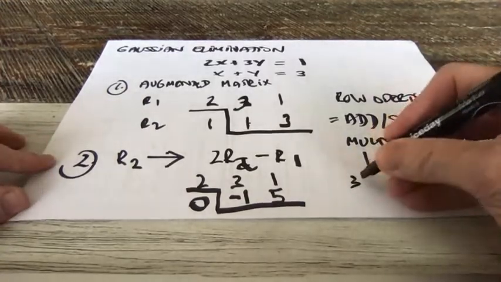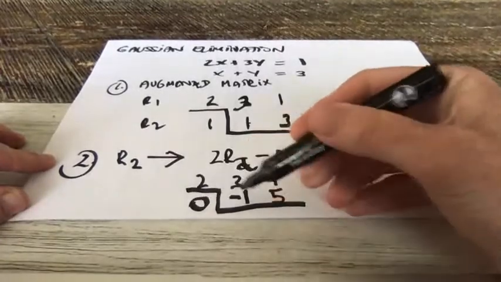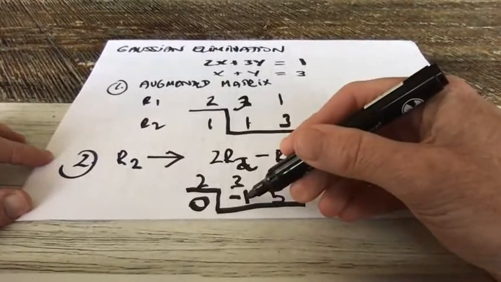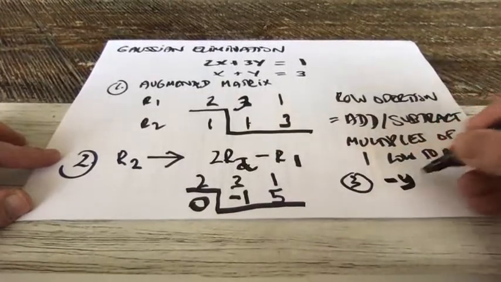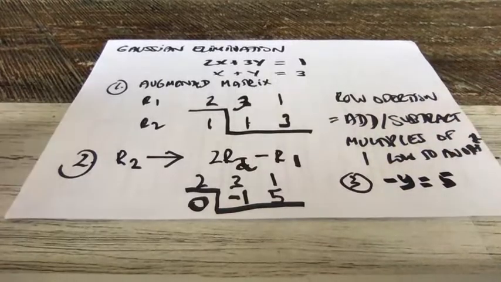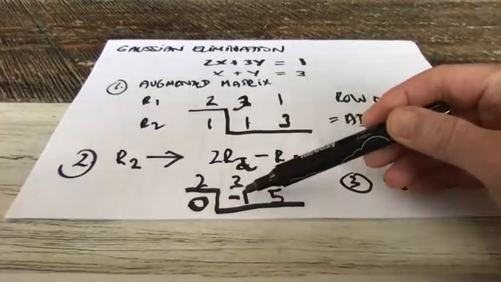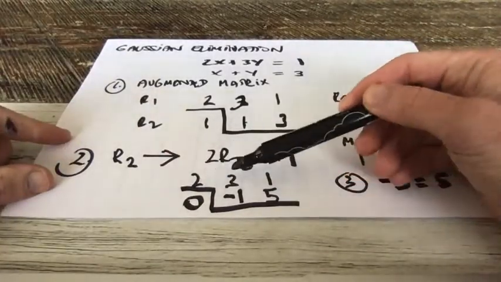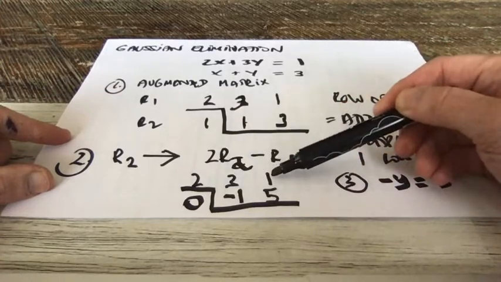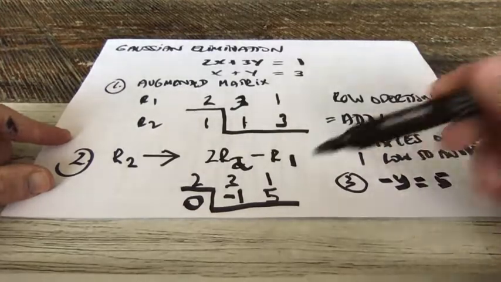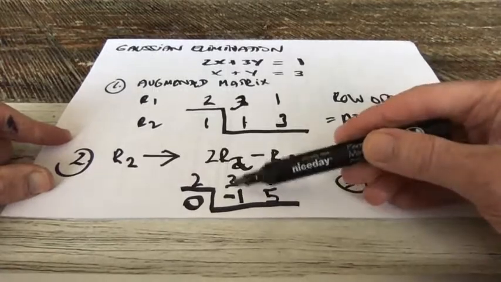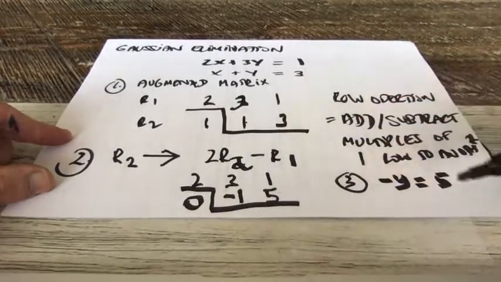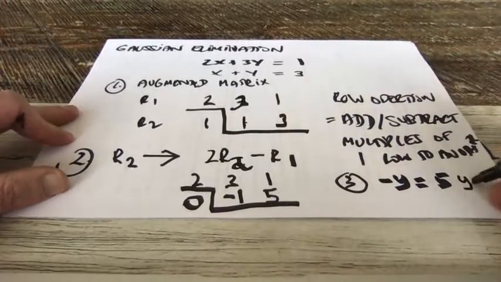So here's step 3. Once I have a 0 here, I rewrite the last row as, because this is the y column, minus y is equal to 5. Where does this come from? When you do the back substitution, the first entry corresponds to the x, the second entry corresponds to the y, and the third entry corresponds to the right-hand side. So you multiply the minus 1 by y to get minus y, and that must be equal to 5, so you get y is equal to minus 5.